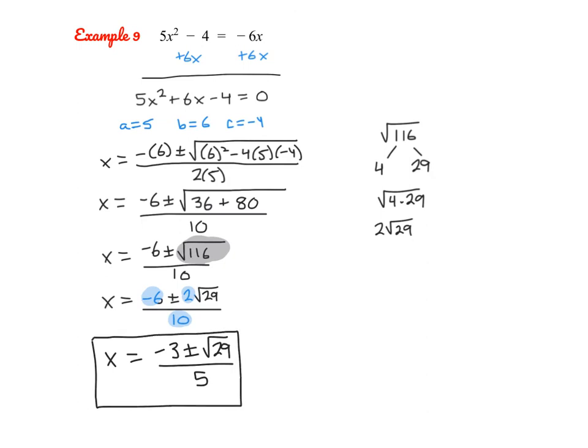So here's a perfect example of when you don't get a nice, neat answer. I know it looks really ugly, but this is our answer, and this is the most simplified version. So again, it is 2 solutions, one for the positive root 29 and one for the negative.